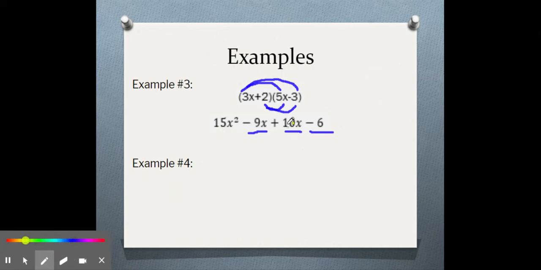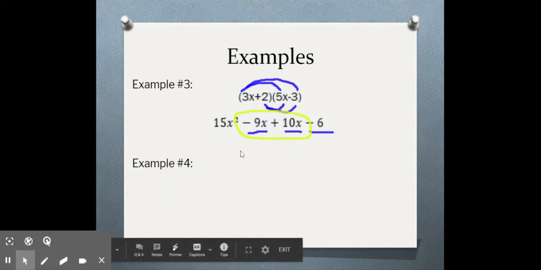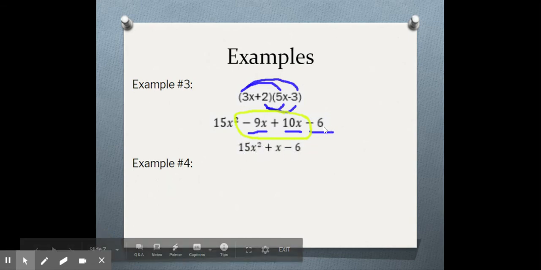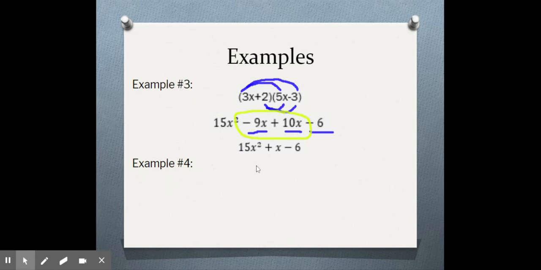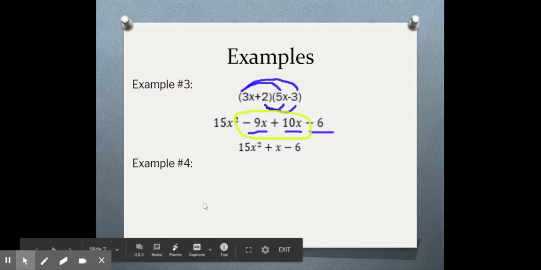The only terms I have that are similar that I can combine are the negative 9x plus 10x. Those are the only two values I can combine because I do not have any more x squareds, or any numbers by itself. So we should have 15x squared plus x minus 6 as our final answer.